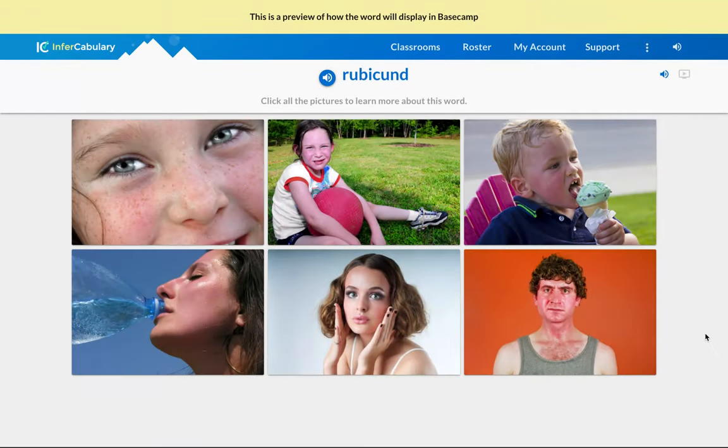Is it obvious to you what part of speech this word is? Is rubicund a noun, an adverb, or an adjective? We are addressing those three grammar types in InferCabulary. And I'm pretty sure you all are going to say that this is an adjective because it's describing it.